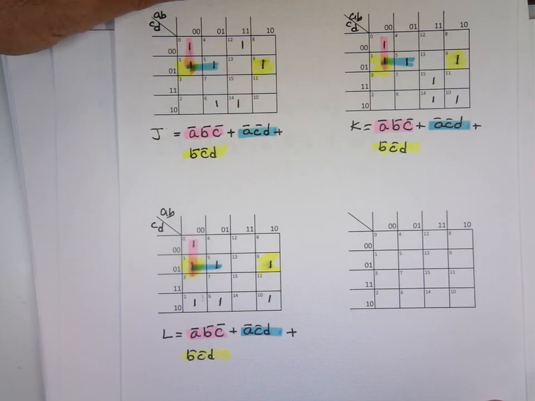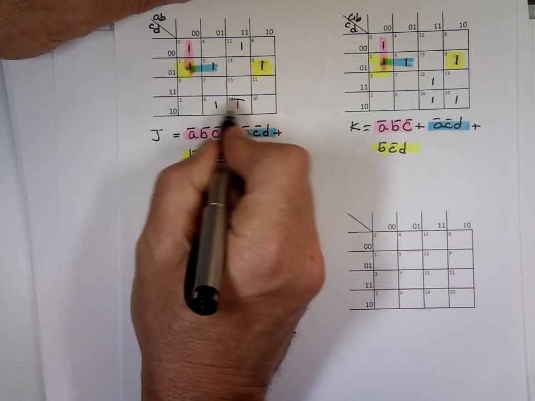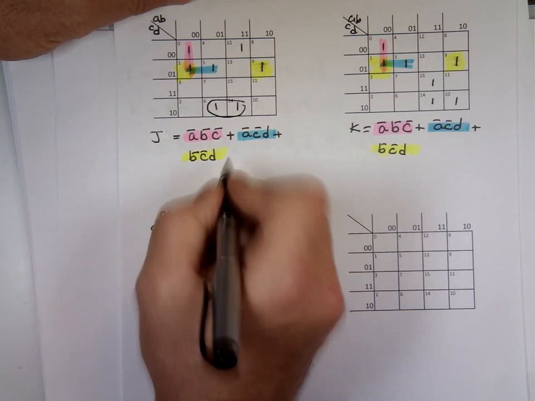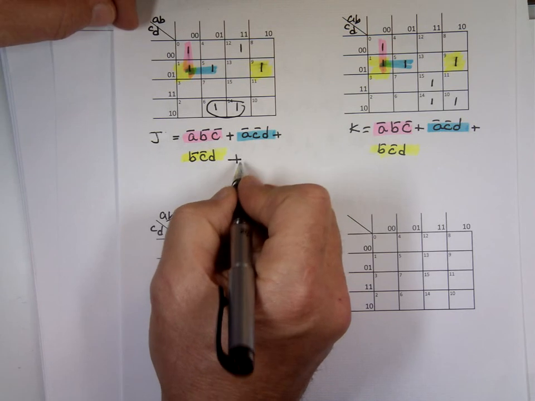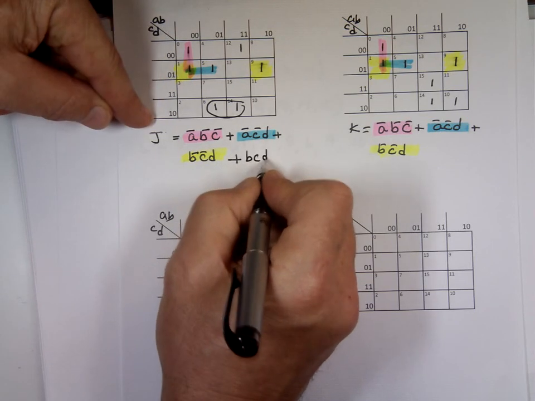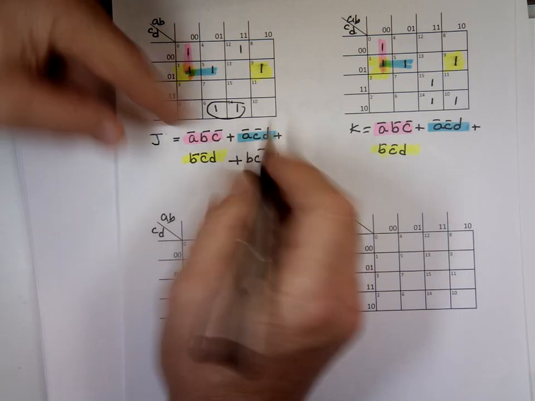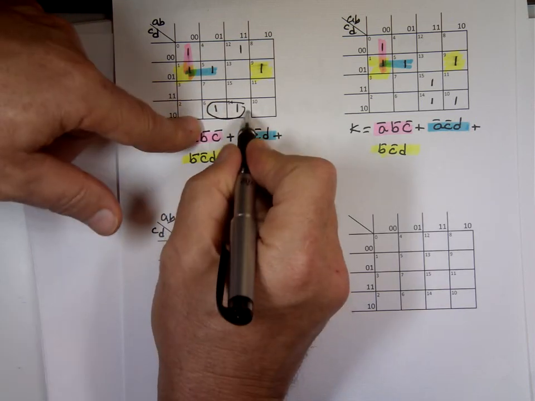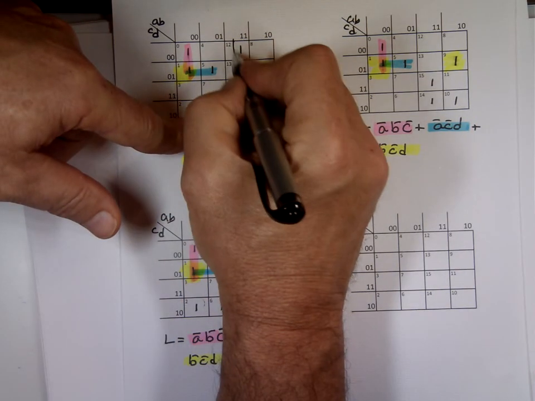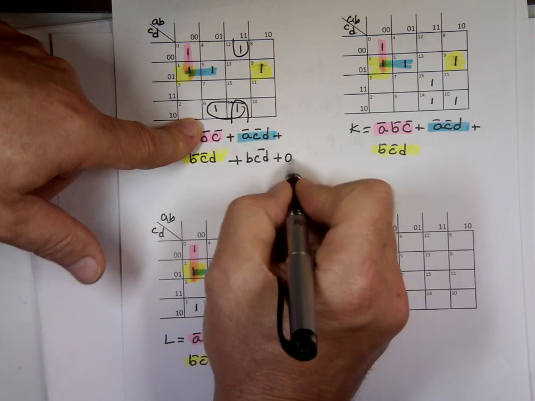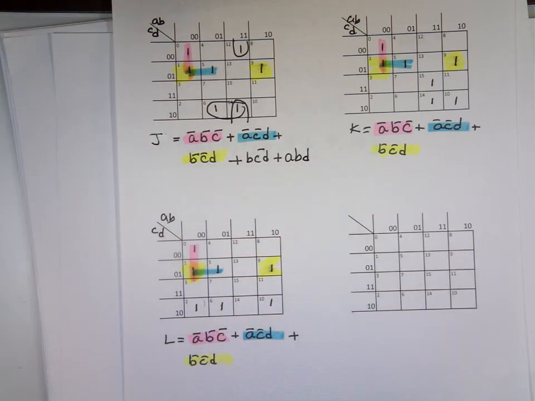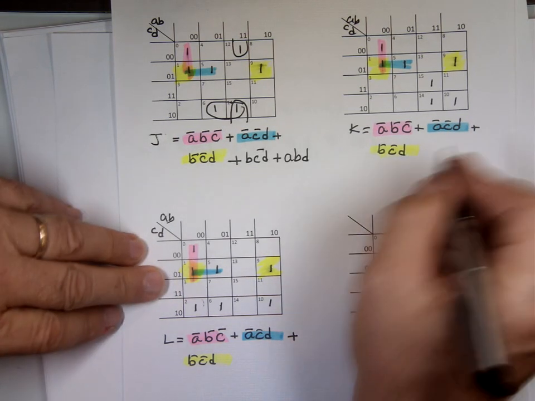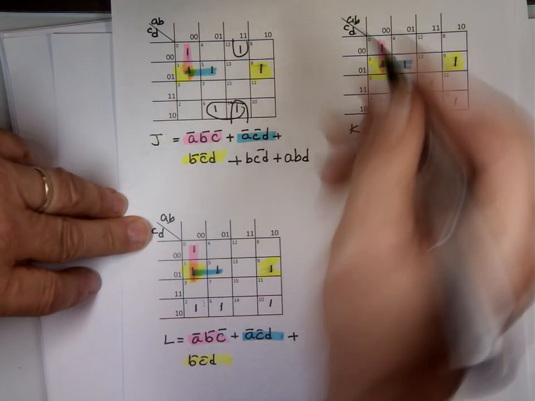Now, I can take this one to finish the top one. I can take this group here, which will be what? B, C, D bar. Plus the last one, I'm going to take it with the one on the top. Can you see that with the one on the top? A, B, D bar. Yes, D bar, thank you.